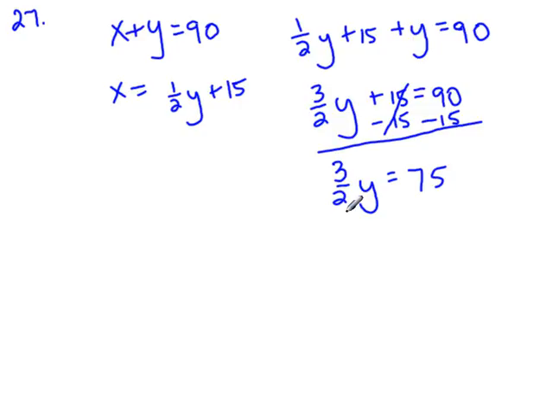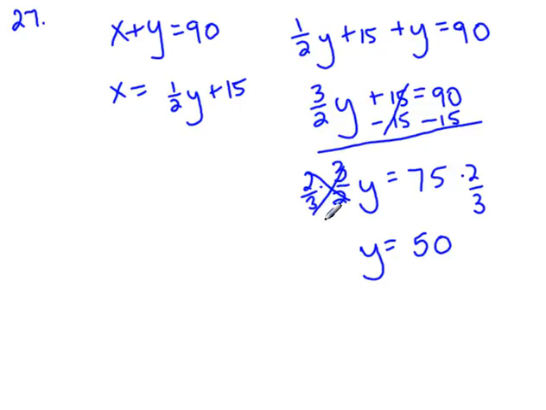Now I'm going to either divide through by 3/2 or multiply through by 2/3, however you want to look at that. I'll say times 2/3 because that of course cancels out over here. I say times 2/3 over here, and y equals, 3 goes into 75, 25 times 2 is 50. Again, I got rid of 3/2 by multiplying by the reciprocal.